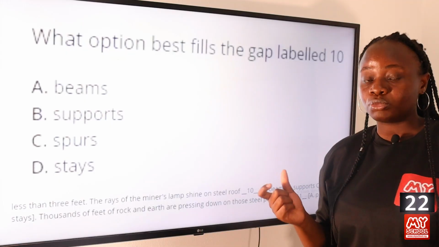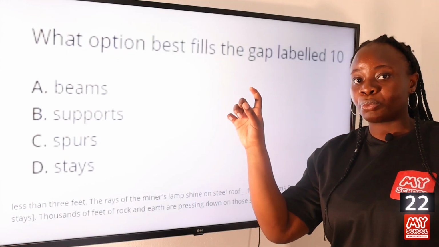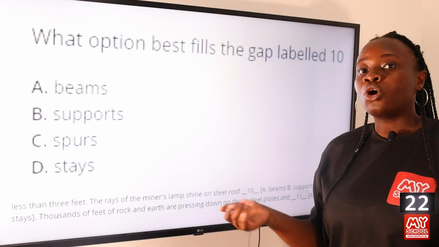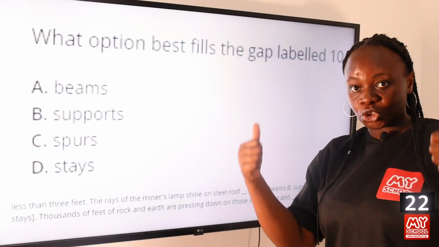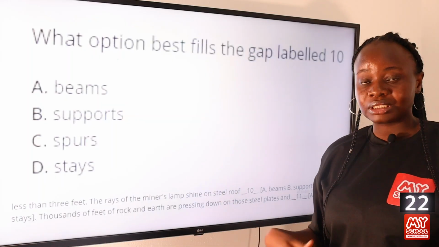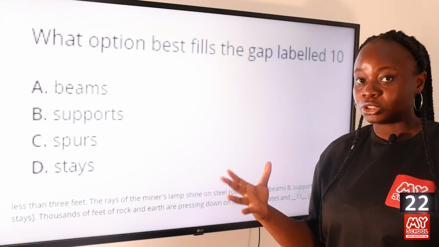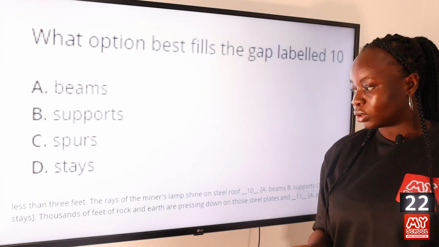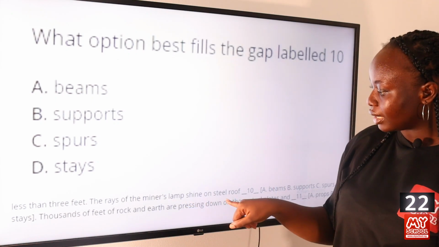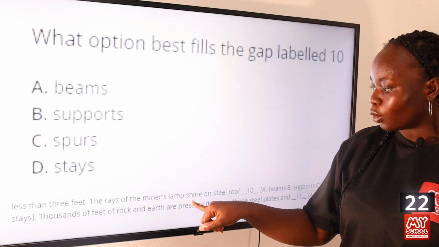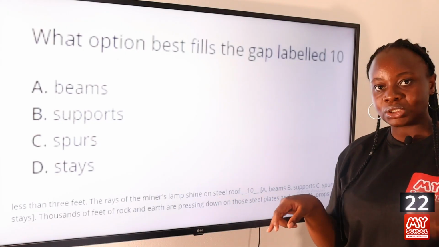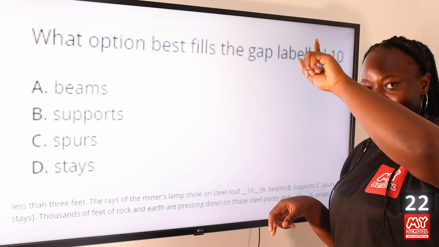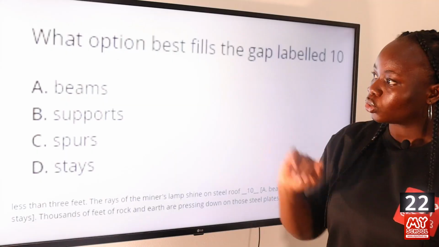Beams is the technical term used to refer to that horizontal support that helps to keep the roof up. So this beam is usually supported by supports, by walls, and so many different things. But it's that horizontal support that keeps the roof up. And you can see here they're talking about how the lamps stay on top of the steel roof dash. So it has to be something horizontal that is aligned with the roof. So the answer to this question is option A, beams.